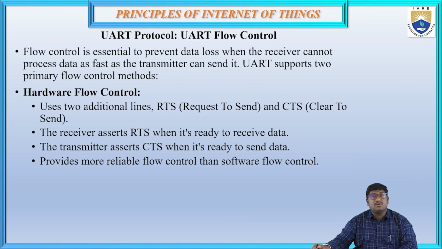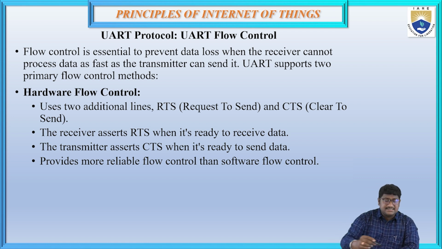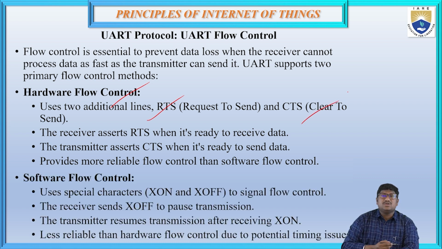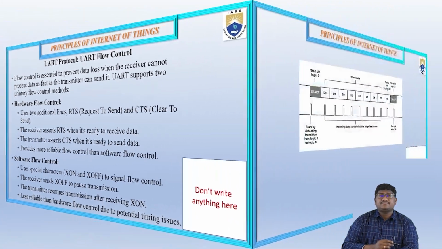And how the flow control works. Flow control is essential to prevent data loss when certain things happen. There is hardware flow control and software flow control. Hardware flow control uses two additional lines, RTS and CTS: request to send and clear to send. Coming to software flow control, there are two special characters, XON and XOFF, used for signaling flow control. XOFF is used for pausing the transmission, and XON is used for resuming the transmission, guys.